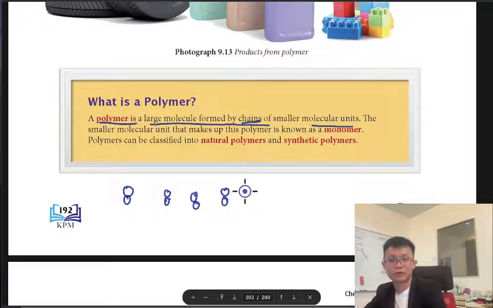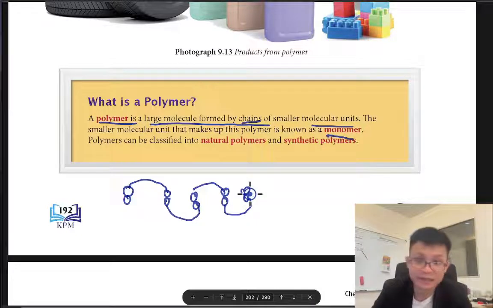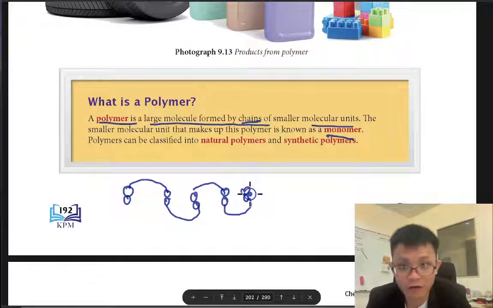For example, monomer. This is the monomer. And now I want to make it a chain. So I make like this, like this, like this, like this, so that it will be like a chain, depending on long chain or short chain. Of course, it depends on what you want.